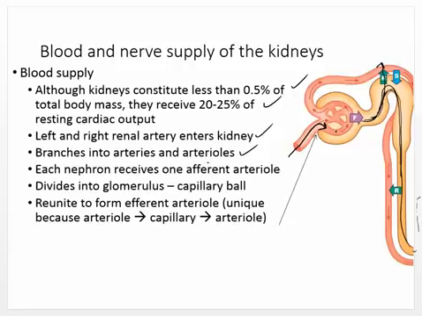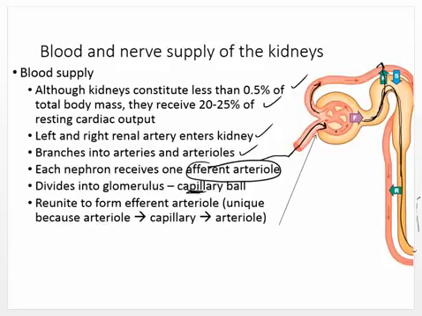Let's see. Afferent arteriole here, which I had marked. And then it goes to a capillary. This is a capillary ball. Okay, so this glomerulus is a network of capillaries, and then it leaves to form another arteriole.